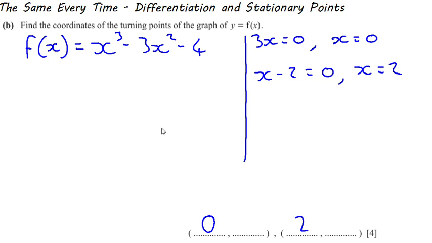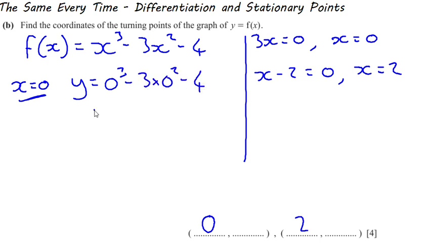So we just have to substitute back into the original equation, the f of x in this case. This is the first equation that they gave us. So to find our y coordinates, we substitute back into this one. When x equals 0, y is going to be 0 cubed minus 3 times 0 squared minus 4. Well, that's all just going to be minus 4, isn't it? Negative 4. So 0 goes with negative 4.